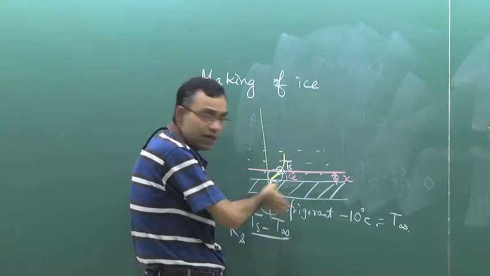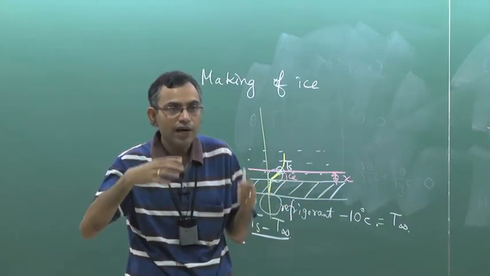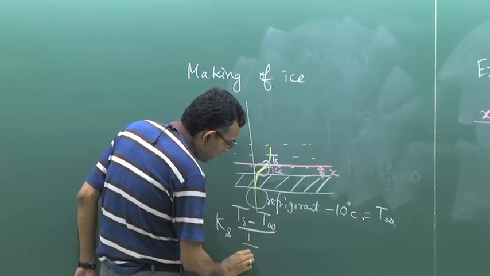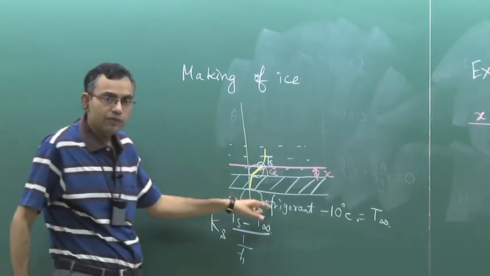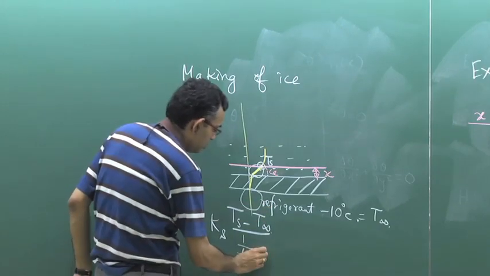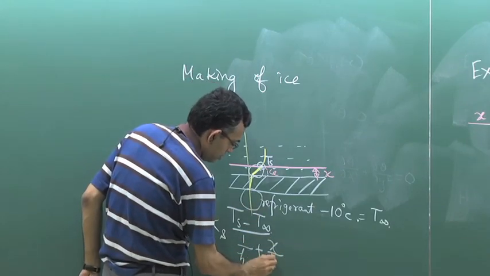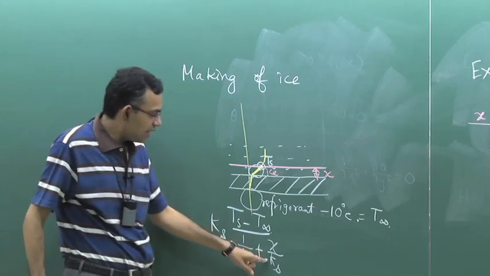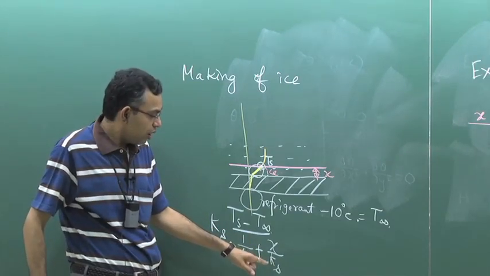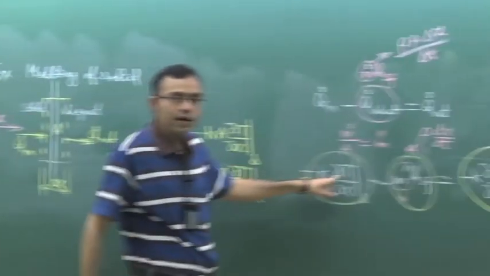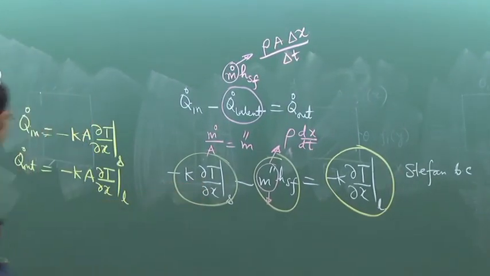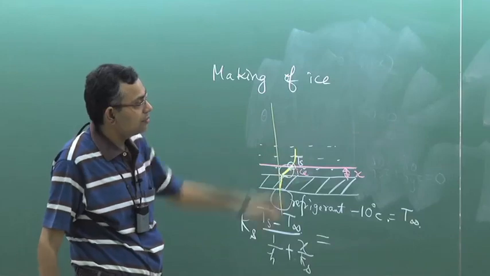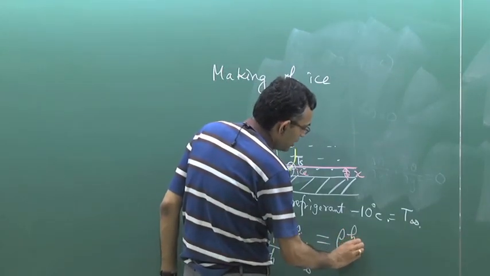One resistance is because of the flow of the refrigerant. This refrigerant is flowing. So what kind of resistance is it creating? It's a convective resistance. So let us say h is the convective heat transfer coefficient here. And this is the conductive resistance. Of course, the area is absorbed here because it is already divided by area. That is why the area is not put there. This term balances the other term, that is rho into h_SF into dx/dt.